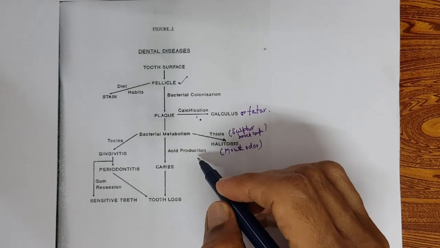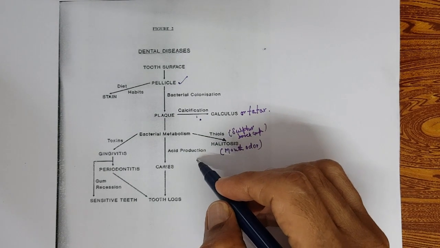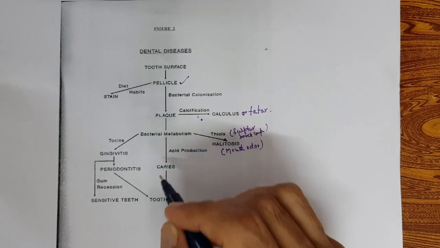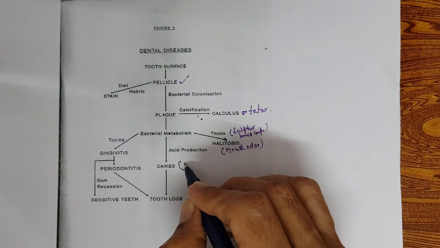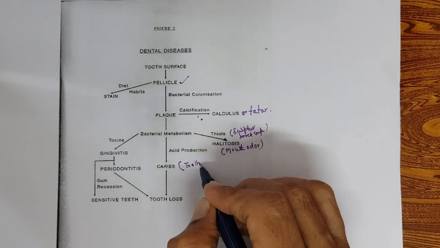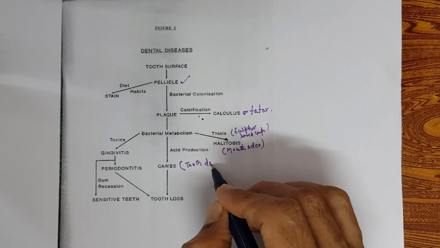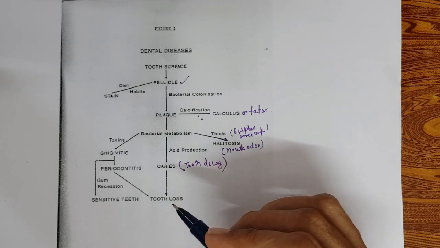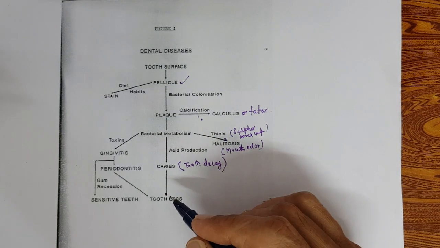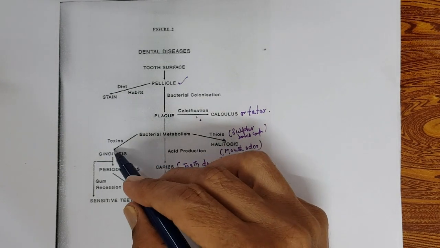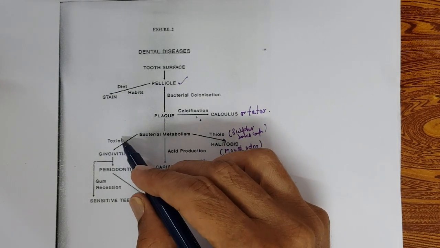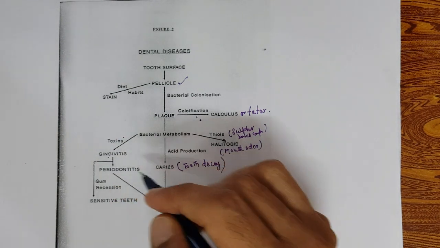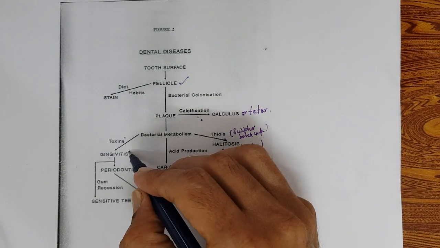So this bacterial metabolism produces more acids and creates dental caries. Dental caries, the other name is tooth decay, and it leads to tooth loss. This bacterial metabolism can also liberate toxins that will cause gingivitis. What is gingivitis? Gum disease.